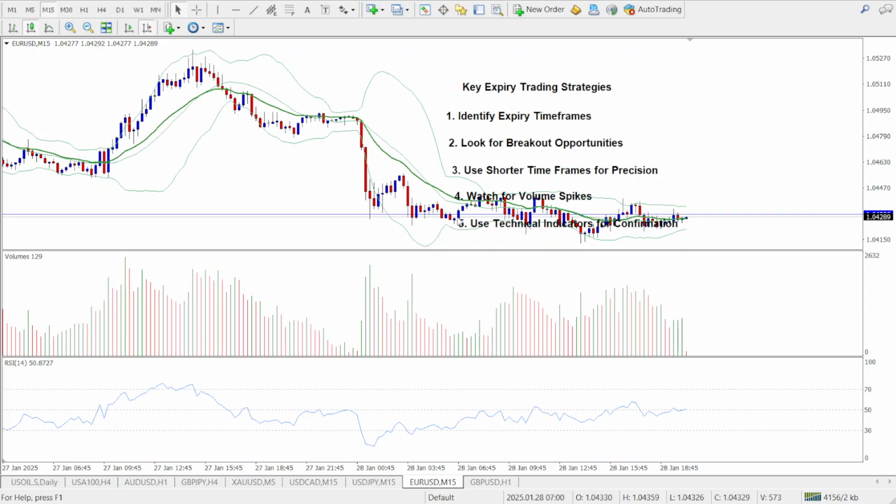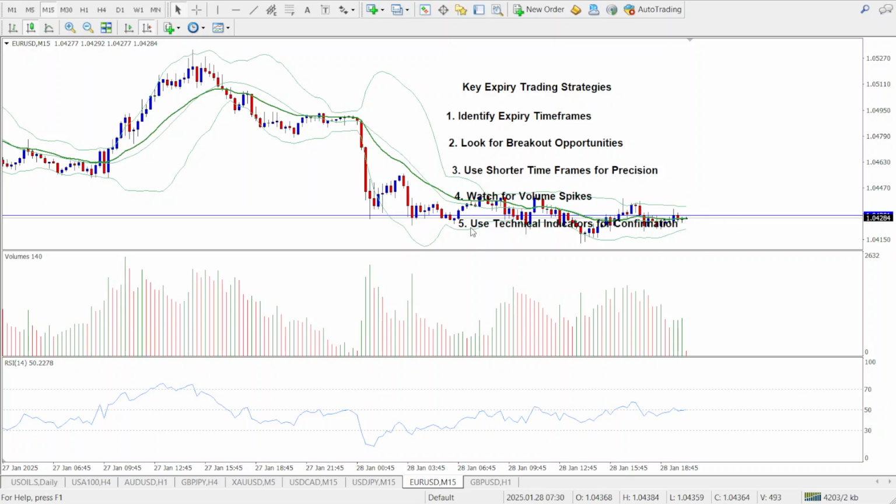And of course, no strategy is complete without risk management. Expiry trading can be highly volatile, and it's important to protect your capital. Make sure to set stop loss orders to limit your risk in case the market moves against you. Also, use proper position sizing so that you are not overexposed to any single trade. The more precise you can be with your timing, the more you'll be able to take advantage of expiry trading without taking on unnecessary risk.